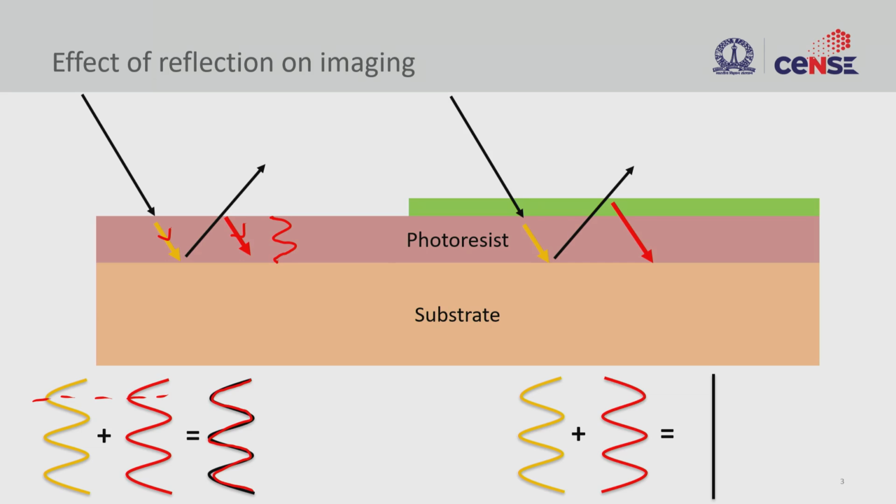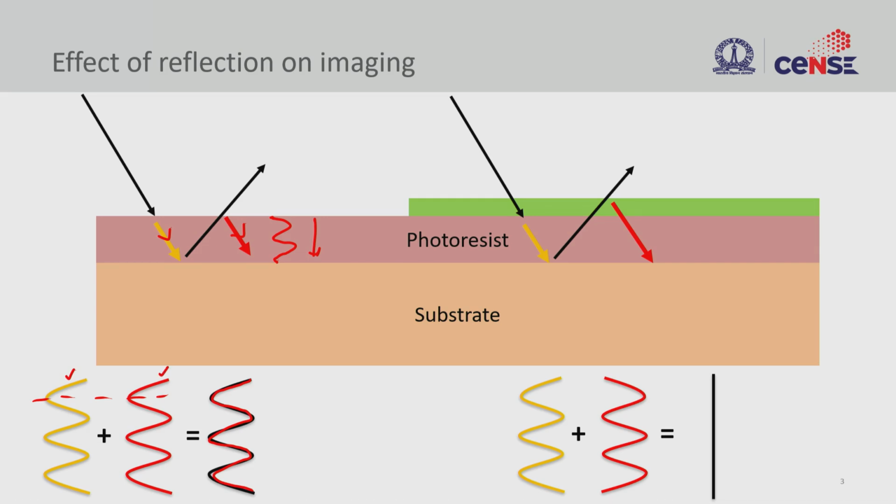But in this case, you have intensity variation along the thickness of the photoresist, which is something you don't want. But let's look at how we can avoid this. The primary reason why we get this standing wave is lack of phase difference between the two beams. Here the orange and red beam, right? So there is no phase difference at all.